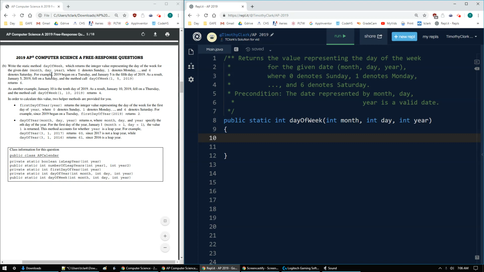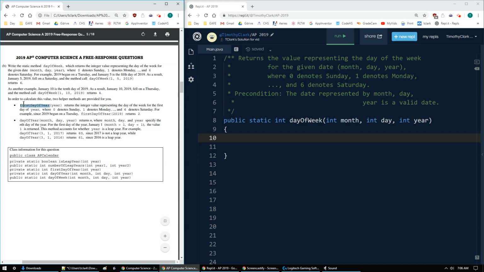So the example they give us is 2019 began on a Tuesday, and January 5th is the 5th day. So that means January 5th, 2019 would be on a Saturday, and I would return a 6. Their other example, January 10th, would be the 10th day, and it would be a Thursday then. So 10 days past Tuesday. And since it's a Thursday, it'd return a 4.